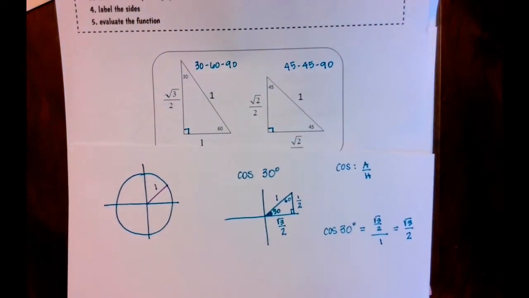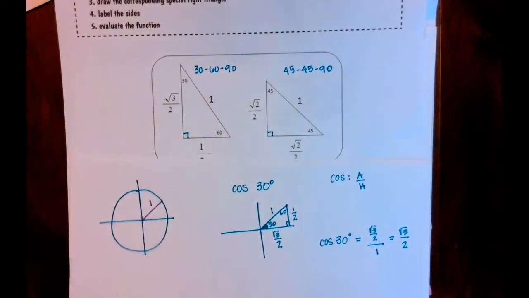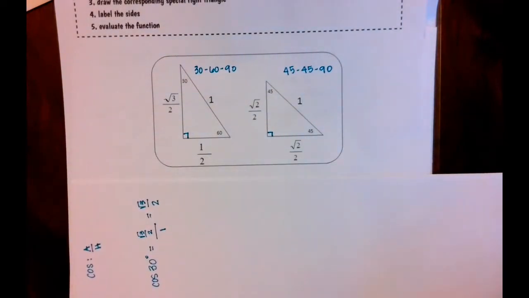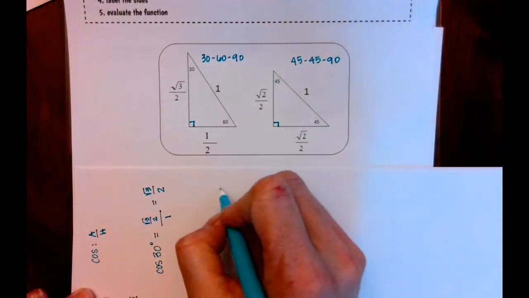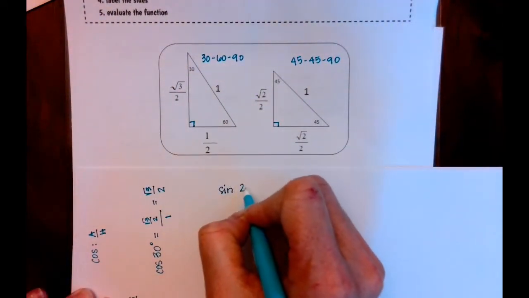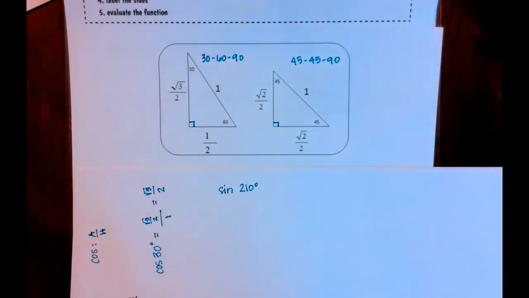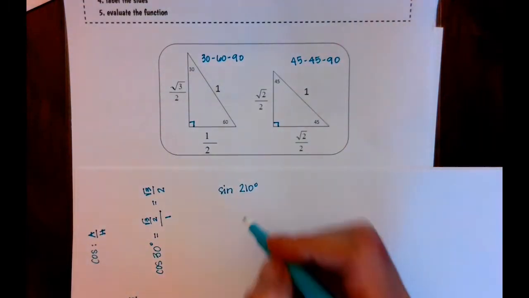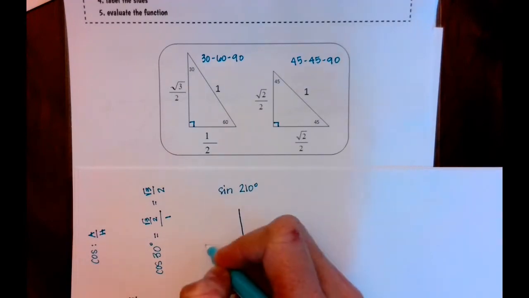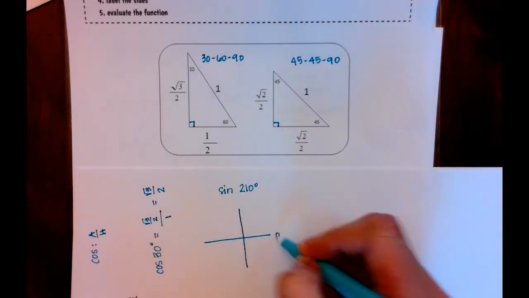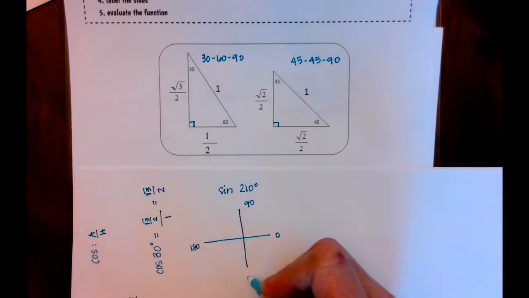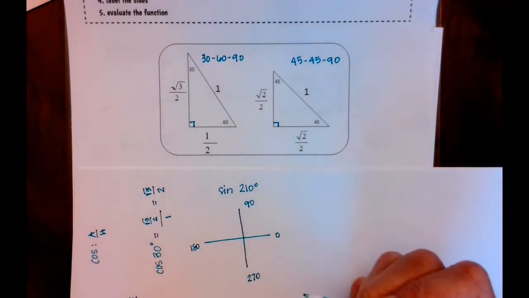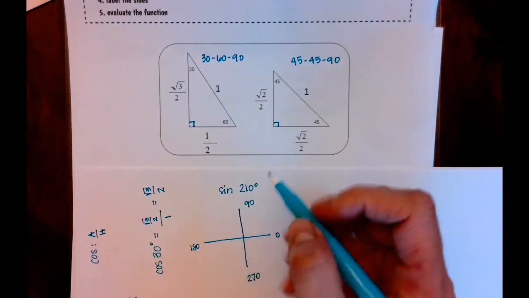Our next one is, I have to turn it this way because I want to leave your right triangles up there. Sine of 210 degrees. So step 1 is to graph the angle. Remember this is 0, 90, 180, 270. So 210 would be right here.